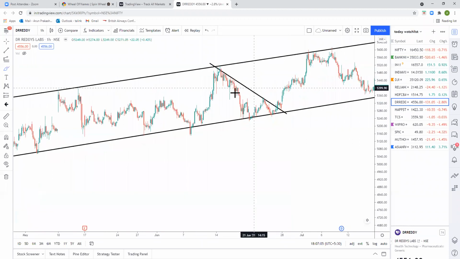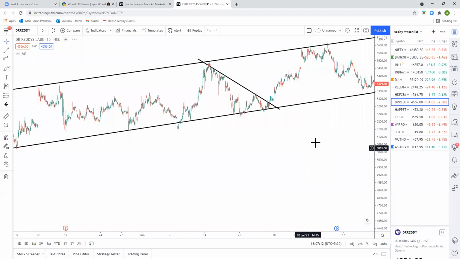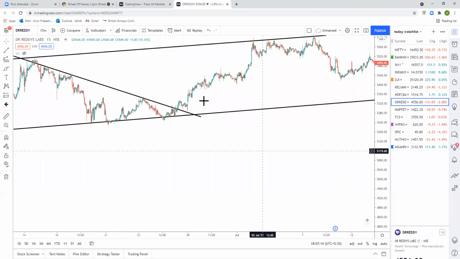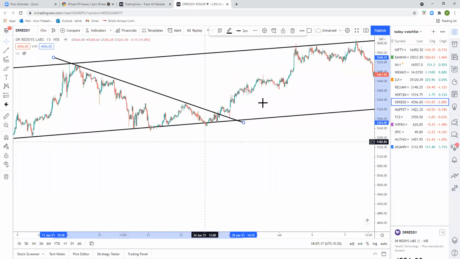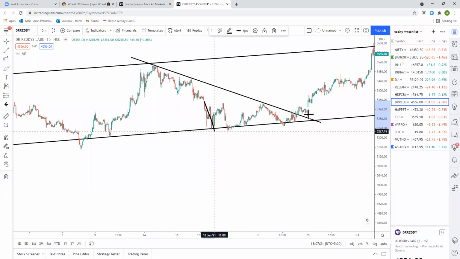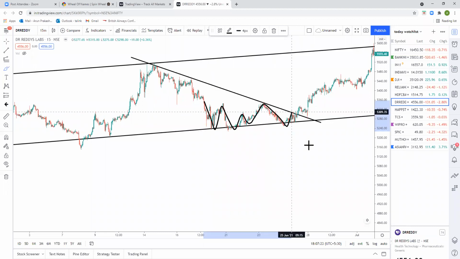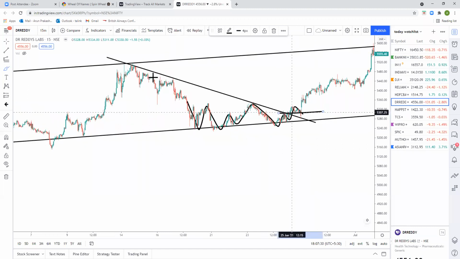For that purpose, I'll go into 15-minute or 1 hour. So if I go to 15-minute, what is happening? The previous high has been broken here. So it is giving me a confirmation that it is going to be bullish. Also, there is a breakout of this trend line. So this is how you do multi-time frame analysis.